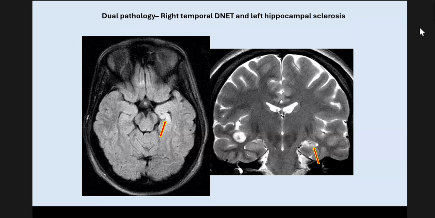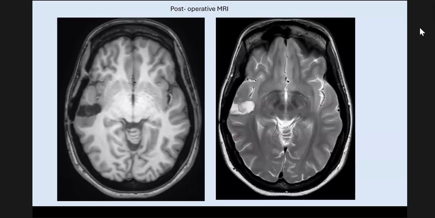Again, an example of dual pathology, right temporal DNET and left hippocampal sclerosis. These are the postoperative changes. So the tumor was taken out. It was initially thought to be the cause of the patient's problems. So this was taken out, and surprisingly, this came back as a DNET. It didn't have the typical appearances of a DNET, but the histopathology was of a DNET.